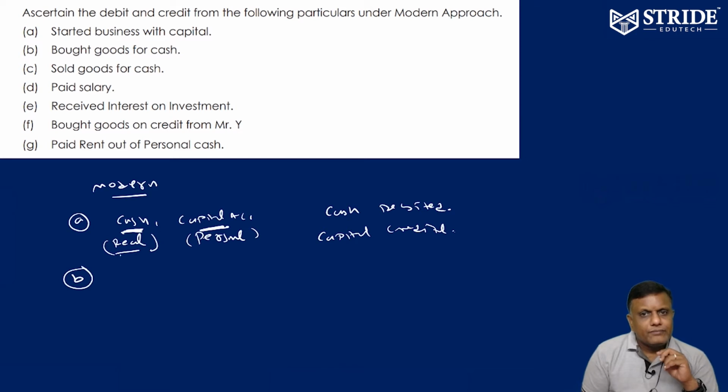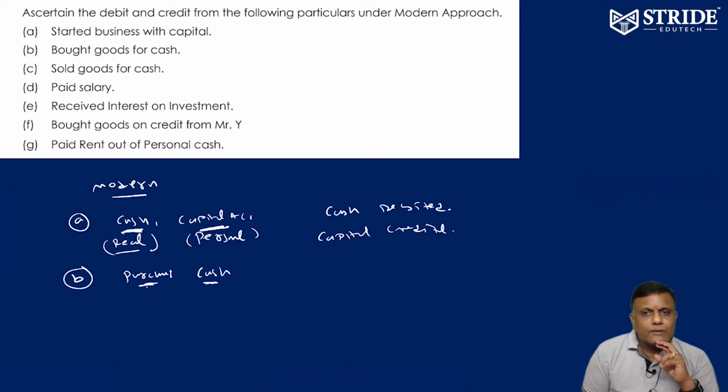Let's see. B. Bought goods for cash. Here there are two elements involved. One, purchase of goods, goods for the purpose of reselling. Why are we purchasing? We are going to make sales. Another one is cash. One is purchase, another one is cash.